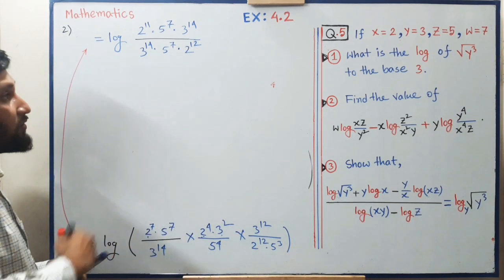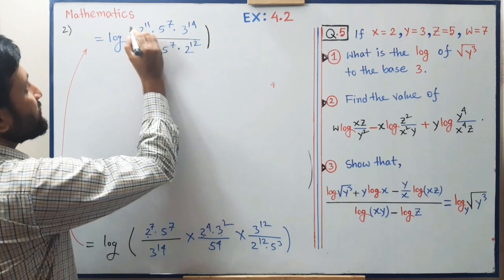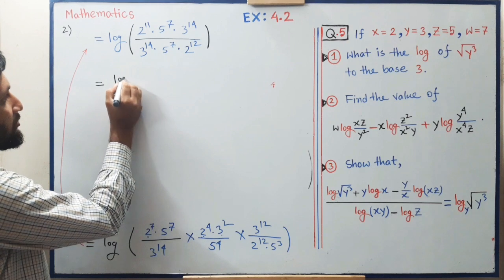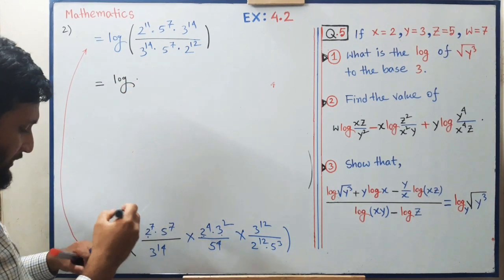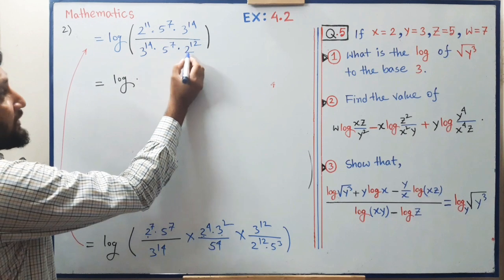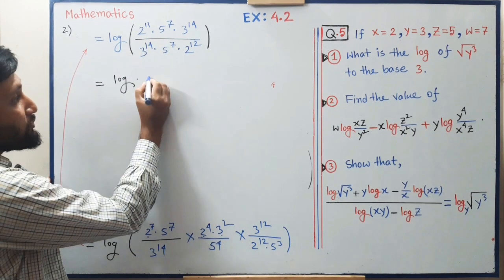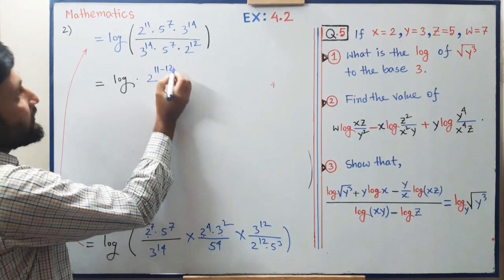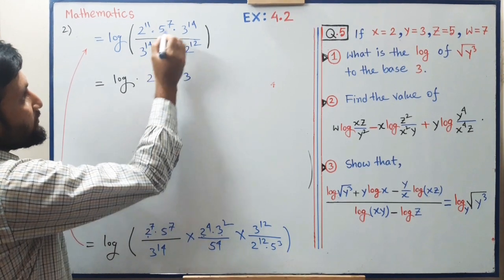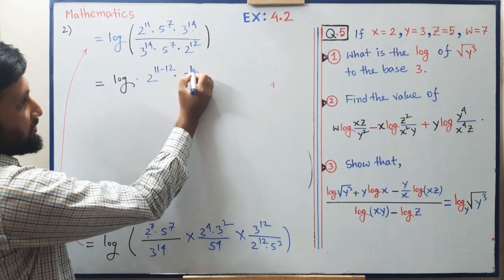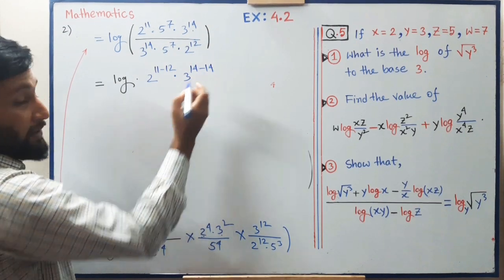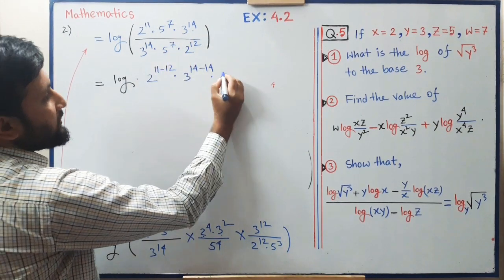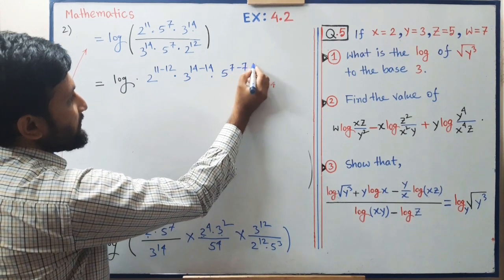Okay, so now closing the first bracket, again we can write equal and then log. Here see 2 to the power 11 and 2 to the power 12, so we can write 2 to the power 11 minus 12. Then 3 to the power 14 minus 14 by using the formula. Then 5 to the power 7 and 5 to the power 7, so we can write 5 to the power 7 minus 7.